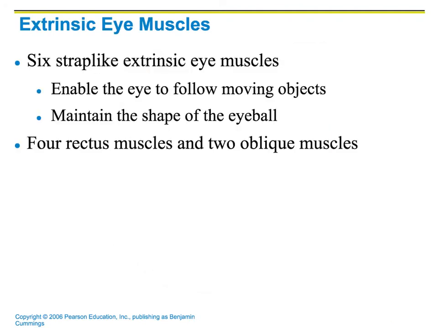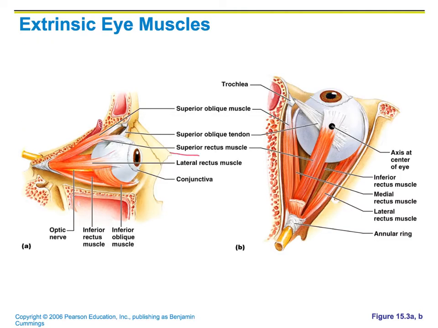You have 6 extrinsic eye muscles. There were 4 rectus muscles that you were asked to memorize. That would be the lateral rectus, which turns the eyeball laterally; the medial rectus, which turns your eyeball medially, as if you were looking at a bug that landed on your nose; the inferior rectus, and of course the superior rectus.